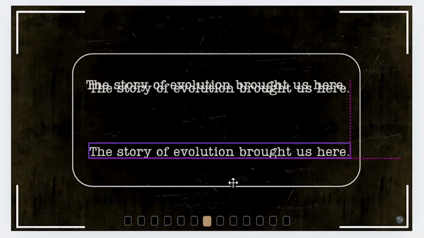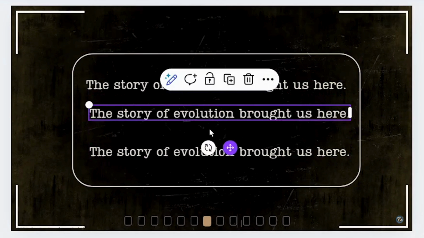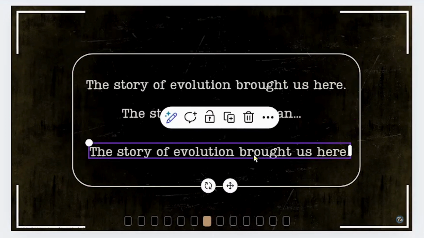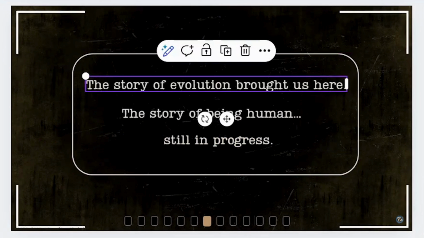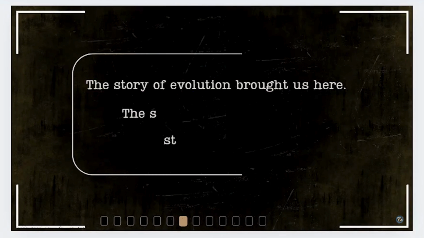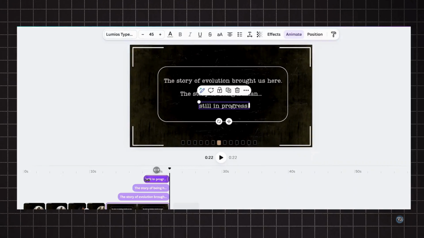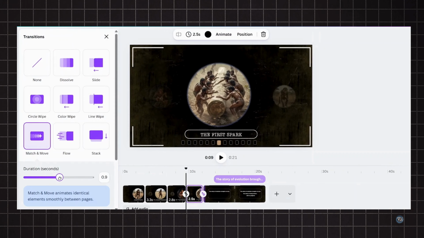Duplicate the text 2 more times and replace the captions. Make sure to align the text timing so each caption enters one after another. Connect both pages through Match and move Transition.